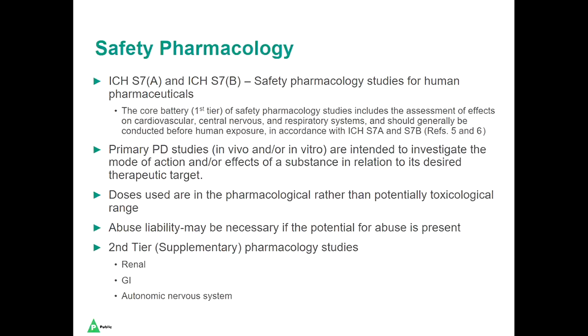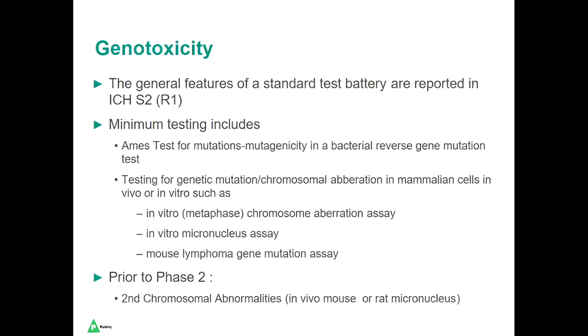And then your second tier, supplemental pharmacology studies that you don't necessarily have to do unless you have an indication, would be stuff like renal, GI, autonomic nervous system screens. And I'll cover these pretty quickly, and then we can focus on a little bit more of things that are critical.